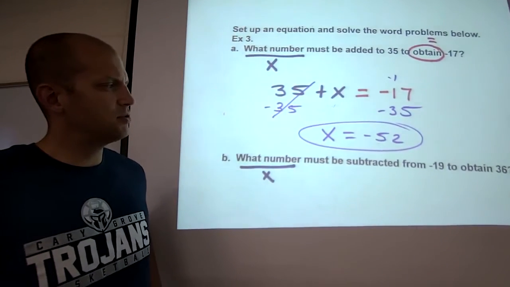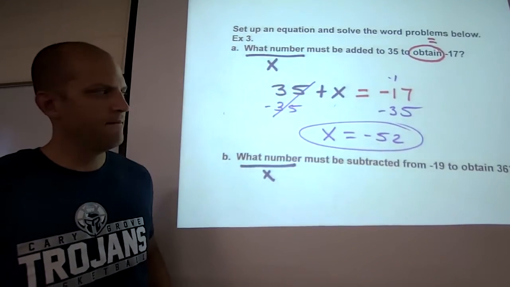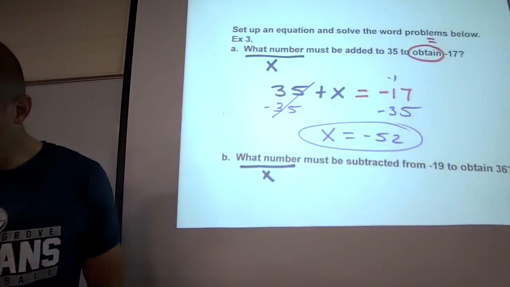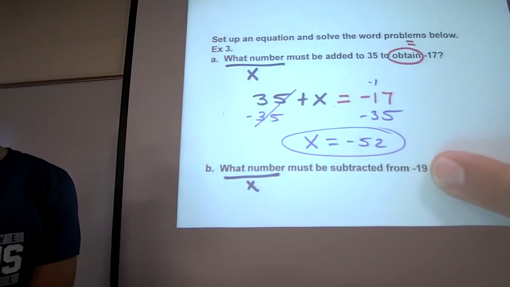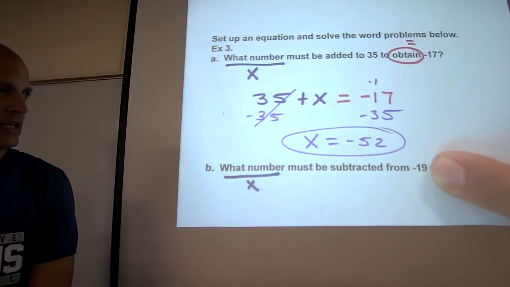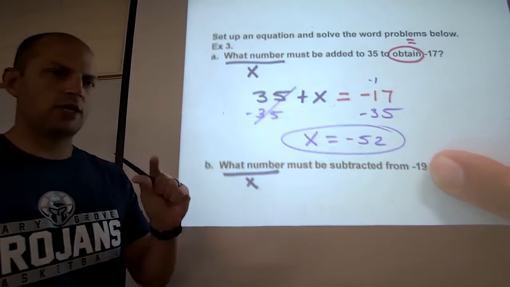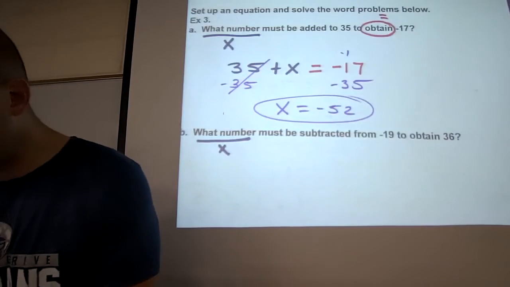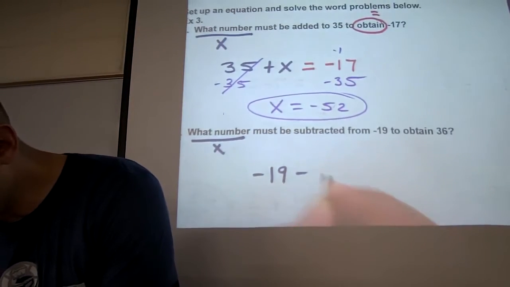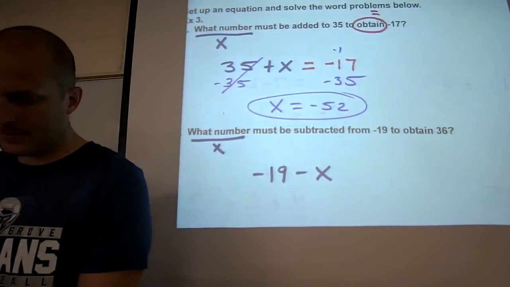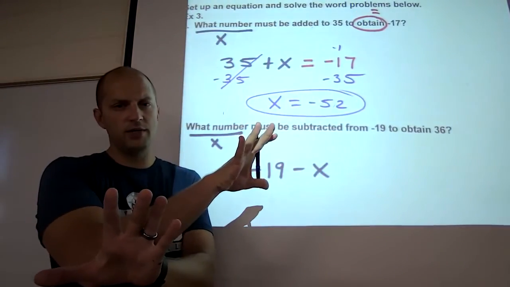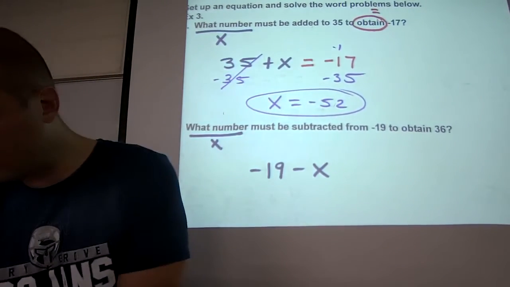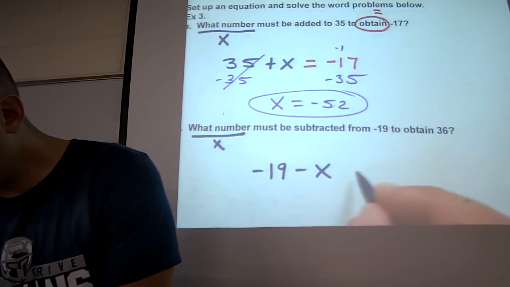What number must be subtracted from negative 19 to obtain 36? If I just cover up the first part, what number must be subtracted from negative 19? That tells me the order in which I do it. I'm starting with the negative 19, and I'm subtracting the x. If you did it the other way around, the numbers are going to be wrong. Order matters with subtraction. Negative 19 minus x equals 36. There you go.